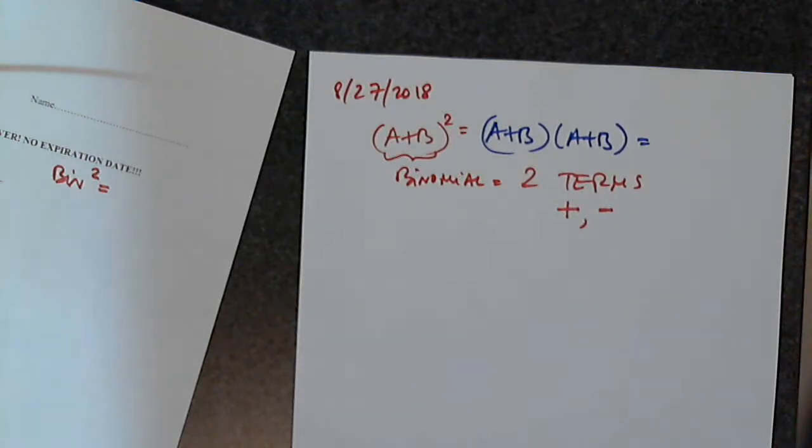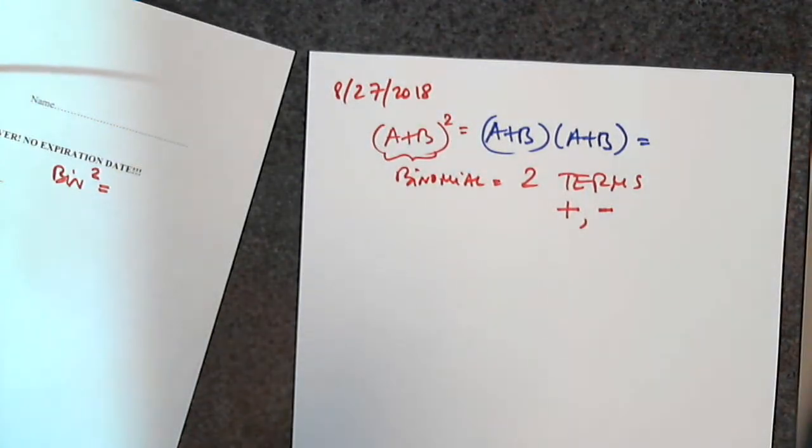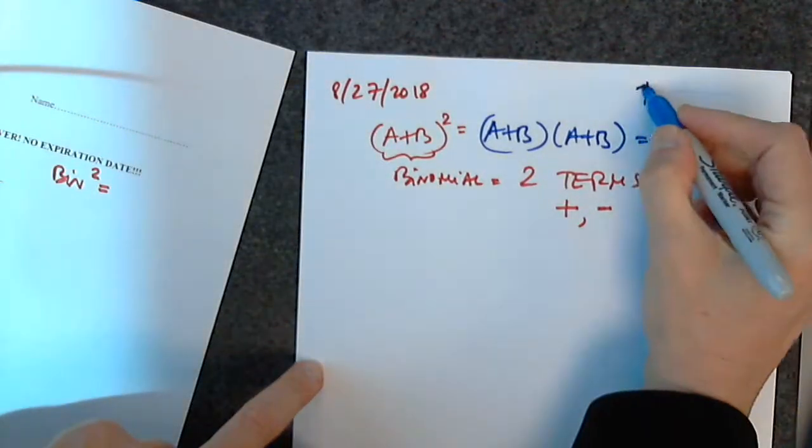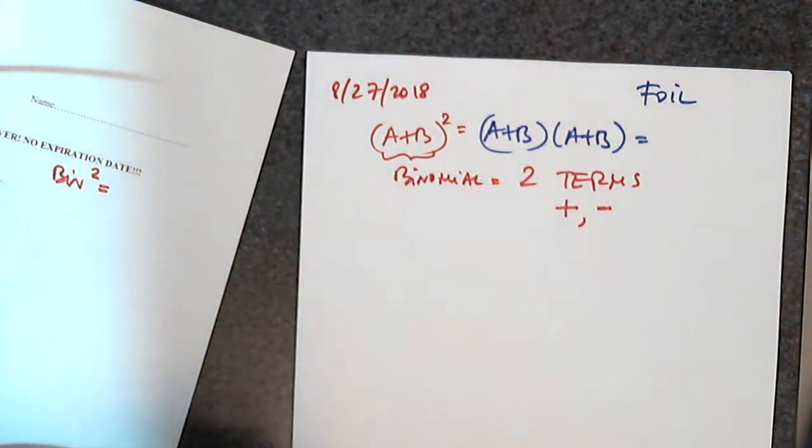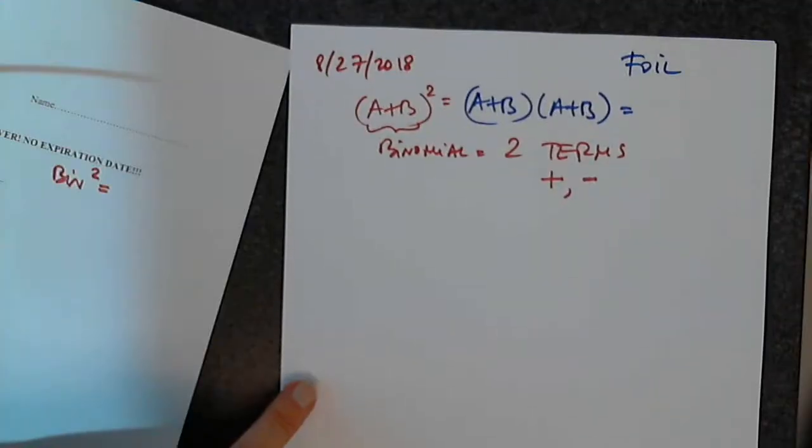Now what? How do I multiply two binomials? What do I need to do? What is the procedure of multiplying two binomials? Absolutely, perfect. The FOIL method. Good. So how do I do that? Can anyone dictate?